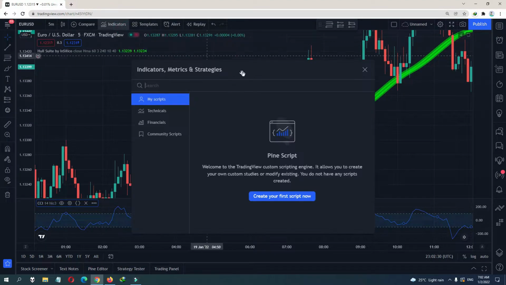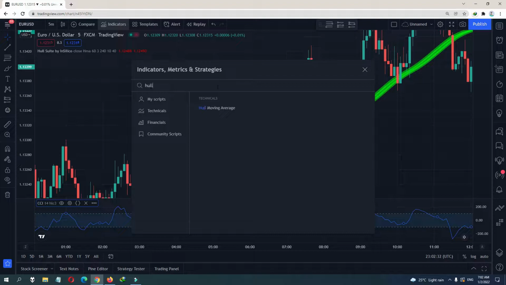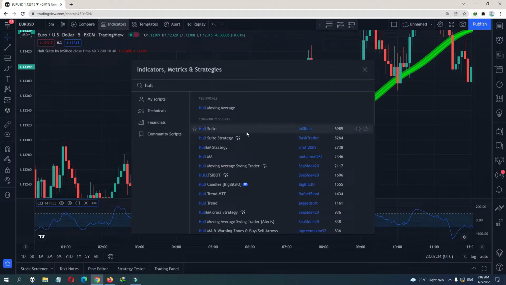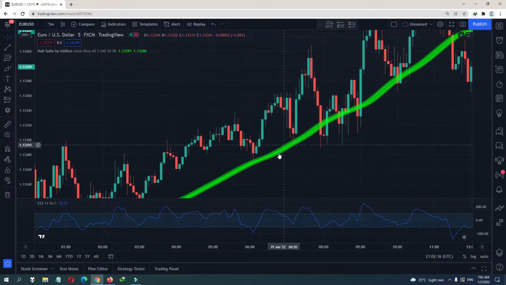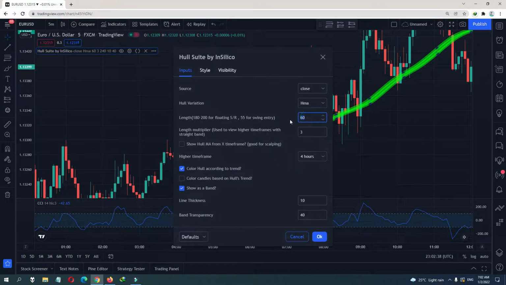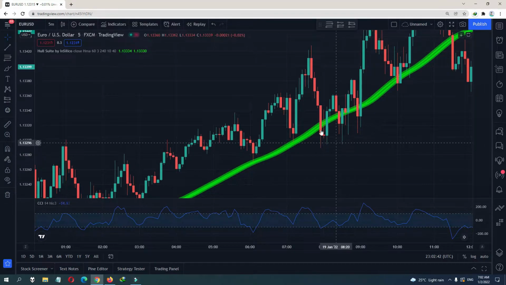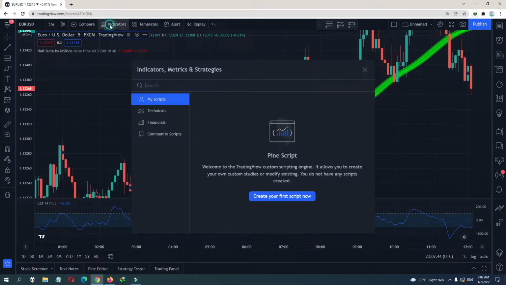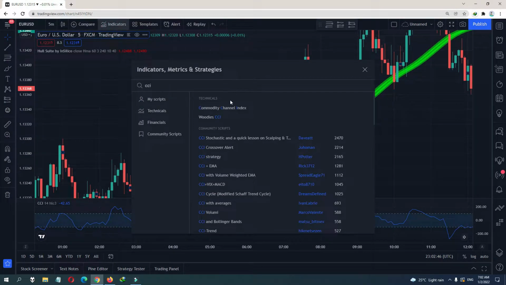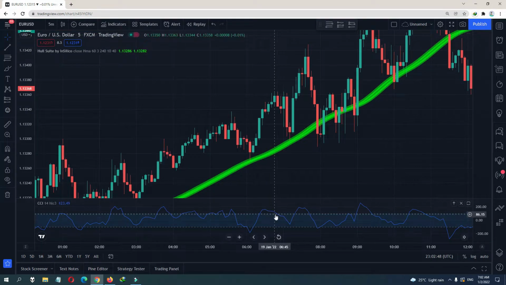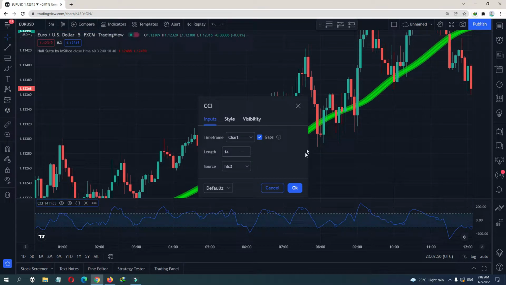First, you need an indicator called Hull Suite. Hull Suite here by InSilico. The setting is 60, 3, and line thickness 10. Then you want a CCI indicator. It's this one, and the setting is 14.